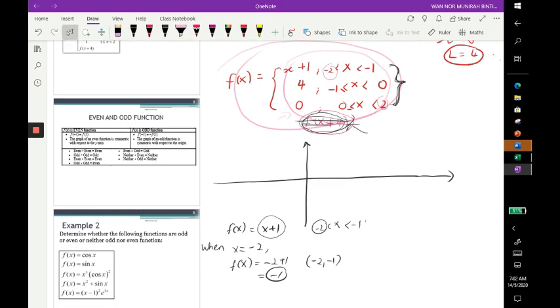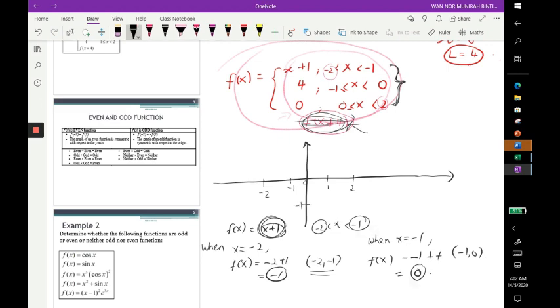Okay, another one. When x equals negative 1, what do I have? f(x) equals negative 1 plus 1, so we have 0. So the coordinate is (negative 1, 0). So then we can plot. The first one is (negative 2, negative 1). So negative 2, negative 1, 0, 1, and 2. Okay, so that you have what? Negative 1, negative 2, negative 1.